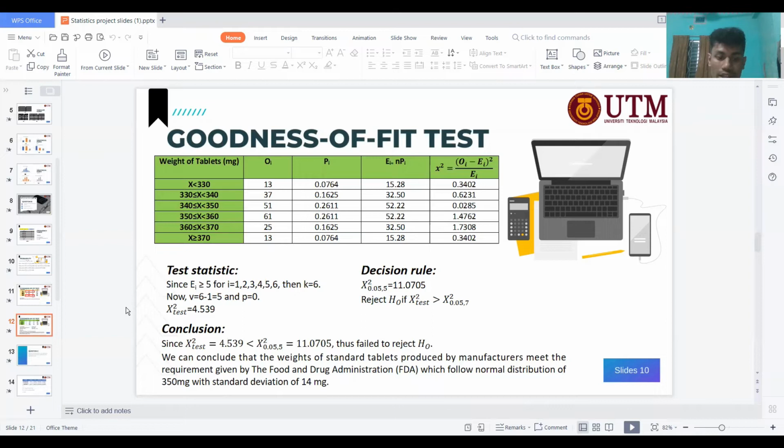We can conclude that the weight of a standard tablet produced by the manufacturer meets the requirement given by the Food and Drug Administration, which follows a normal distribution with mean 350 mg and standard deviation 14 mg. That's all. Our next part will be continued by our member Rion.